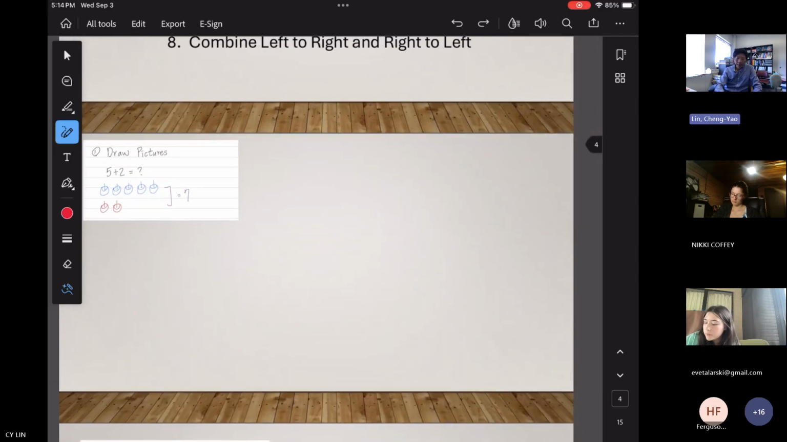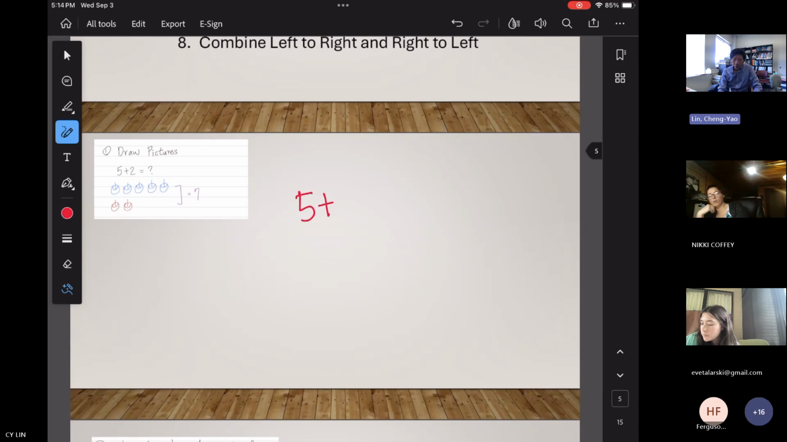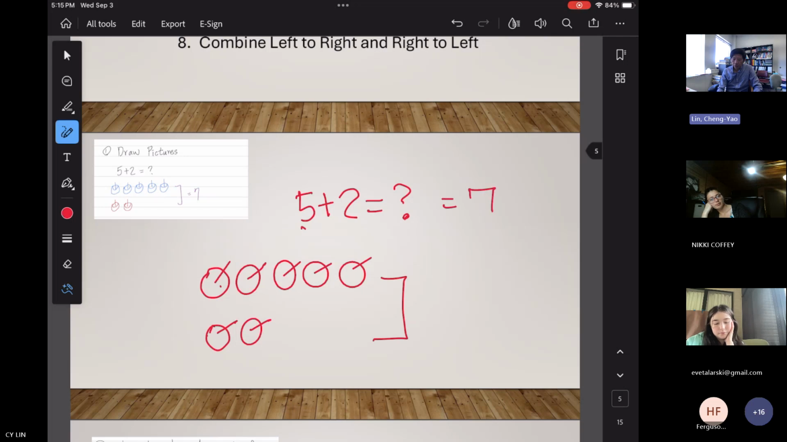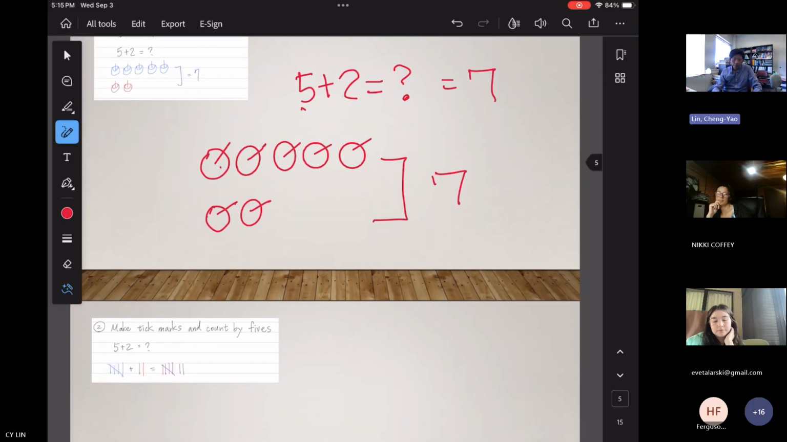Draw pictures, okay? For instance, 5 plus 2 equals how many? So I would say 5, okay? So 5 apples. I think you can draw apples better than me, right? And then plus 2. Then how many in total? So we count 1, 2, 3, 4, 5, 6, 7. So therefore, the answer is 7. Okay. So you can draw pictures like apples or flowers or anything for students. So that is the first way we can do.